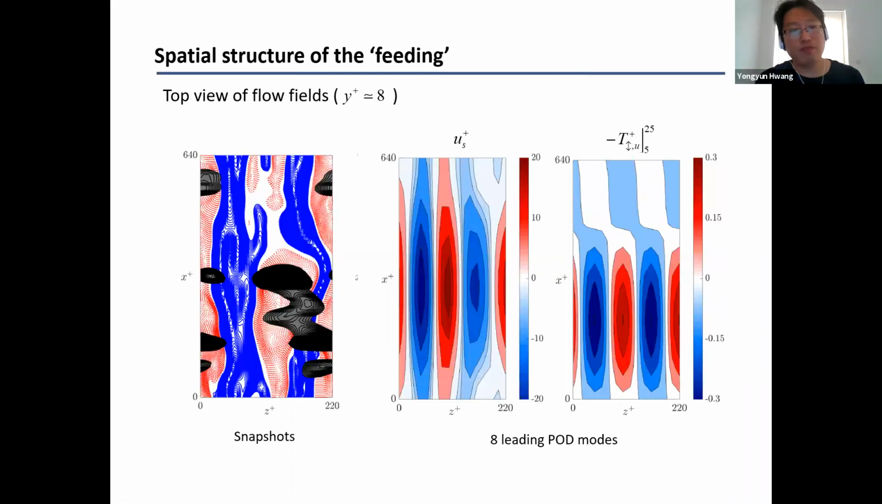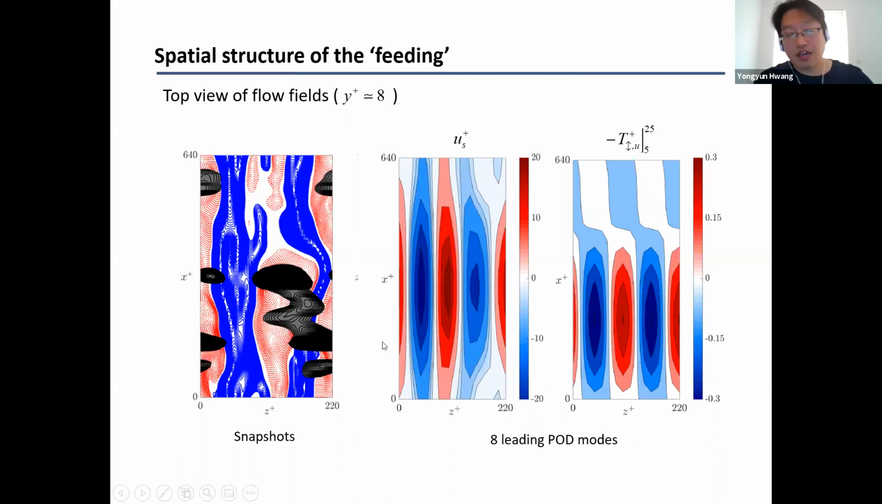What is nice is that you can also check the spatial structure of those events. This is one snapshot, taken at y+ equal to 8. This is the spanwise direction, and this is the streamwise direction. Red is the high-speed region of the streamwise velocity fluctuation u, and blue is the negative region of the streamwise velocity fluctuation. So these are small-scale streaks. And you see that the nonlinear transport is typically highly localized around the concave region between the two streaks.